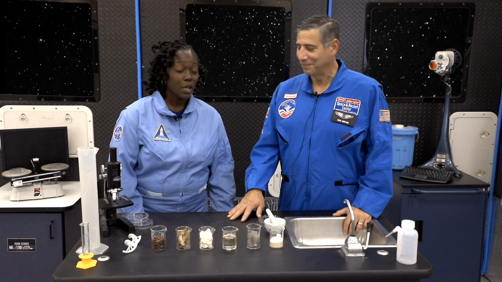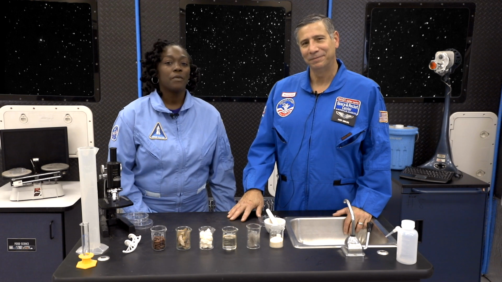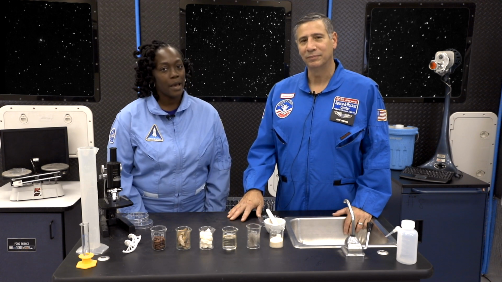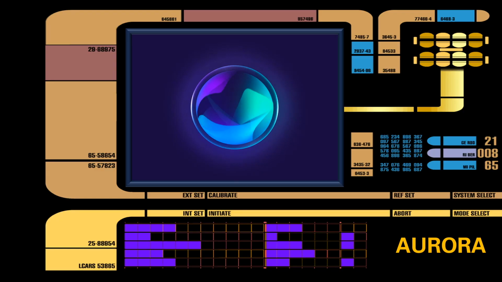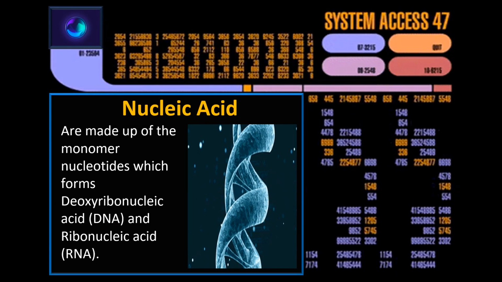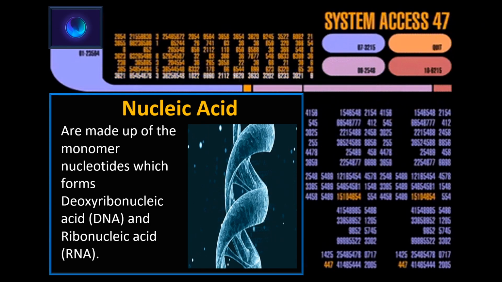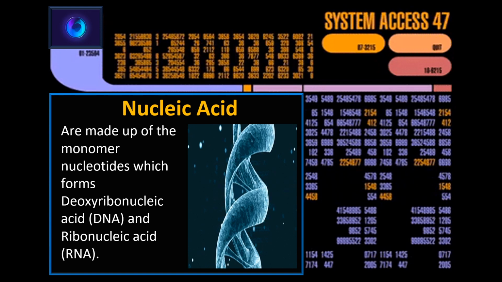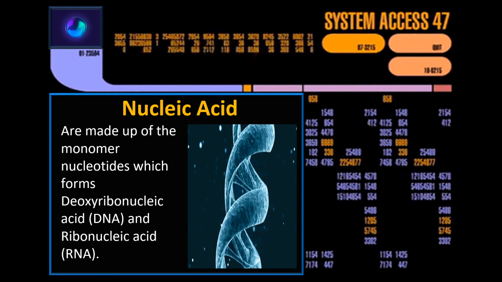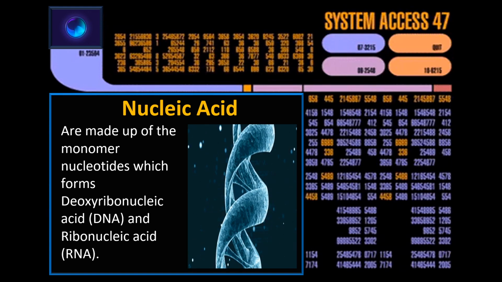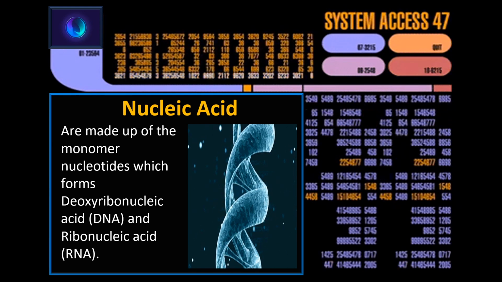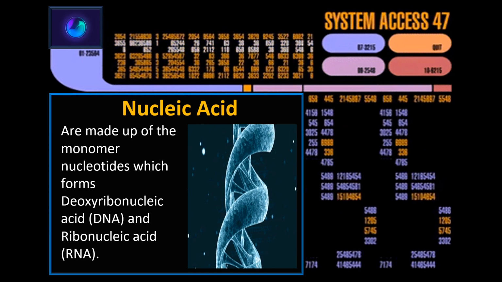I agree. Aurora, could you tell us about the final macromolecule, nucleic acids? Of course, Professor Baker. Nucleic acids are made up of the monomer called nucleotides, which are organic molecules that form deoxyribonucleic acid, DNA, and ribonucleic acid, RNA.